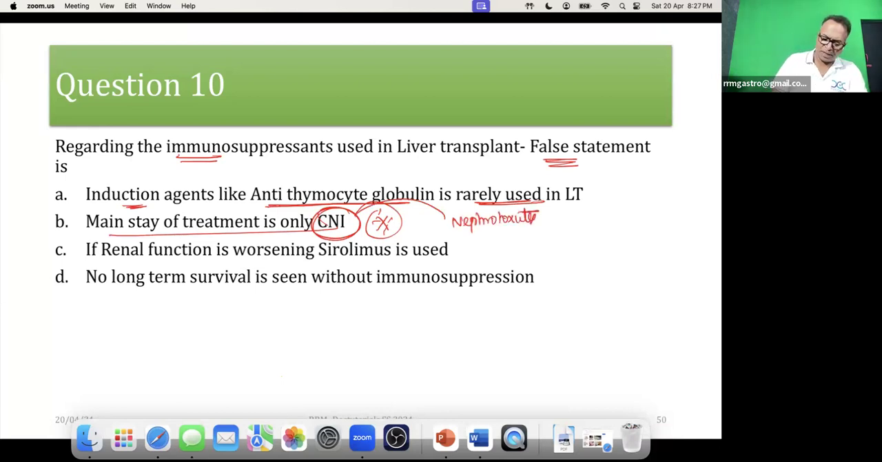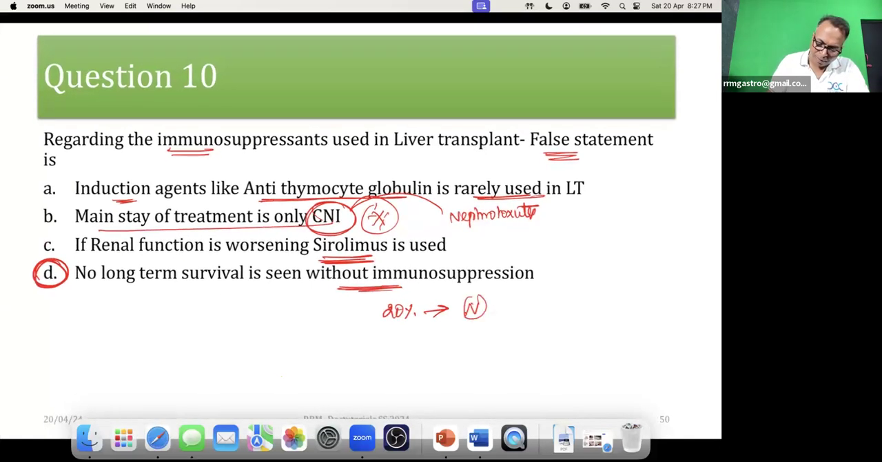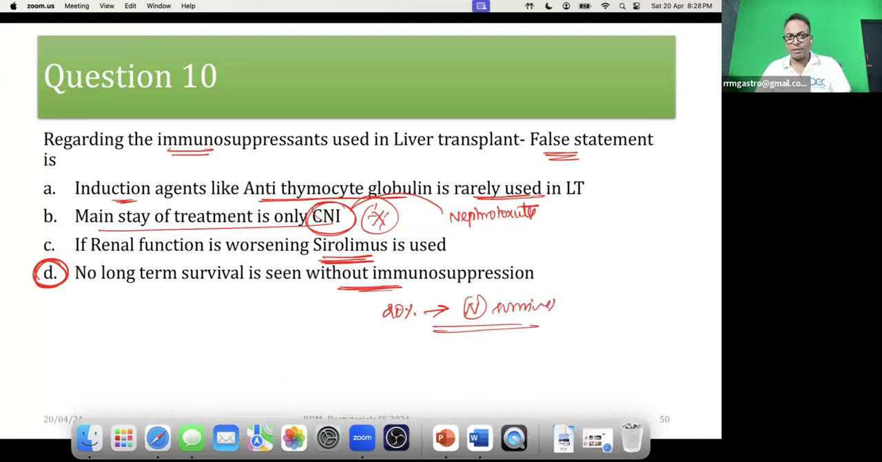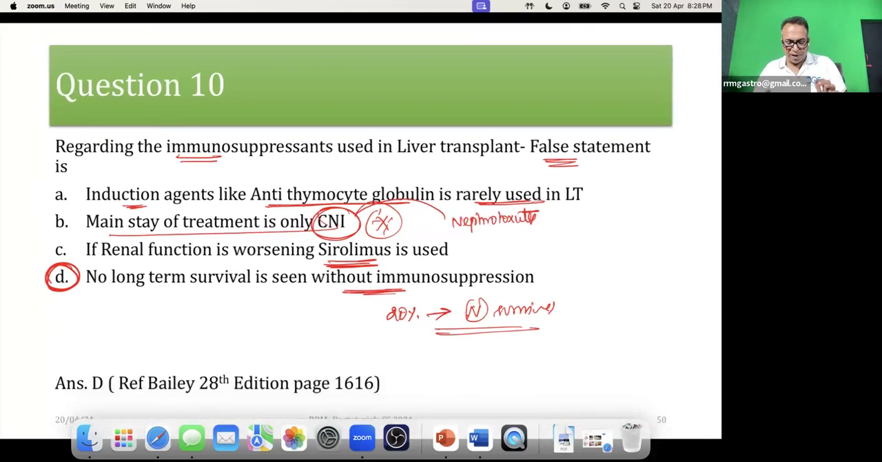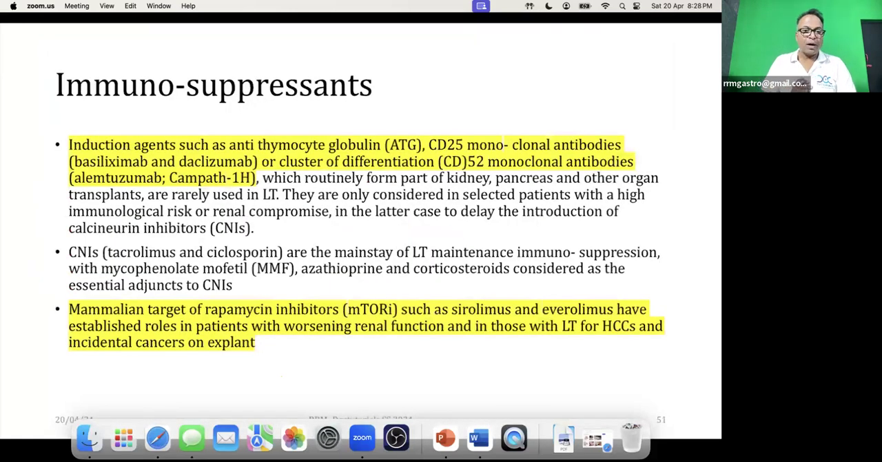When nephrotoxicity is seen, we have to go for another drug, sirolimus. The statement that no long-term survival is seen without immunosuppression is wrong. Even without immunosuppression, 20% of them have normal survival, because the liver is an immunogenic organ. Please remember this. For immunosuppressive agents, you have to read from the general topics of transplant. Please read from the urology faculty's videos.